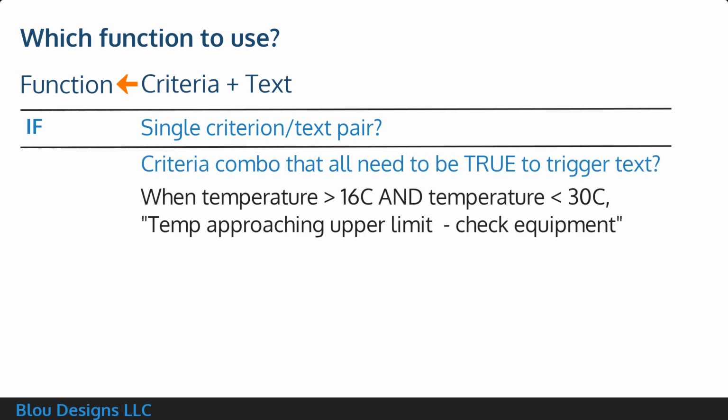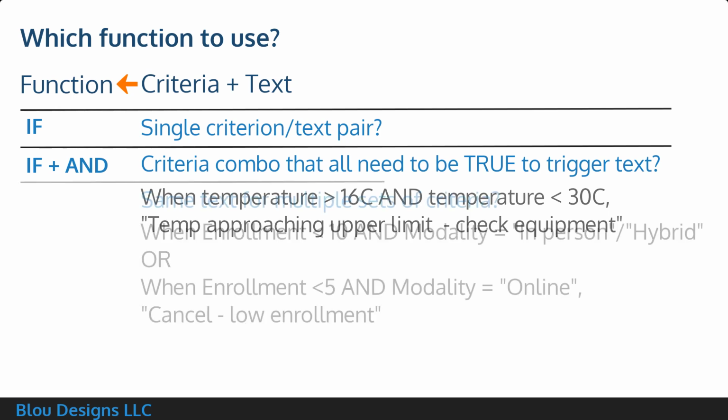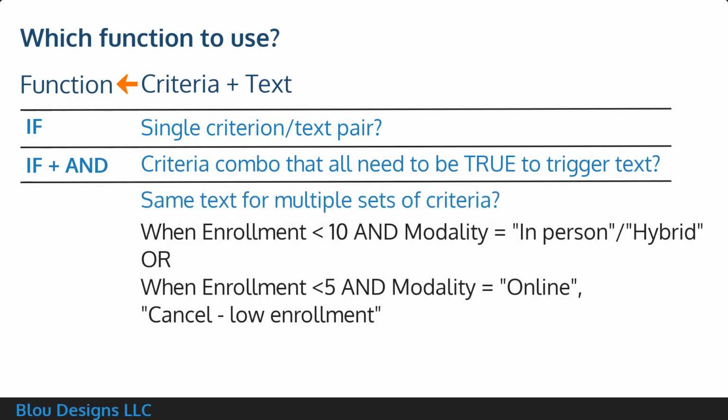If you're checking for a combination of criteria that all need to be true in order to trigger your text, such as a value between an upper and lower limit, you can use an if function in conjunction with the and function. If you're checking against a list of possible scenarios where the same conditional text is triggered if any of the criteria are met, such as having different conditions under which you'll cancel a workshop based on whether it's being offered virtually or in person, use an if function in conjunction with the or function.